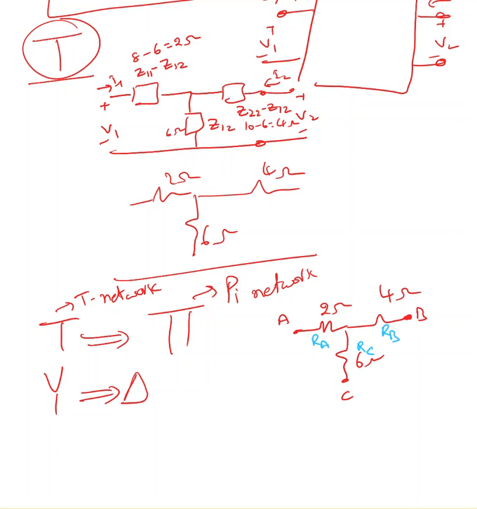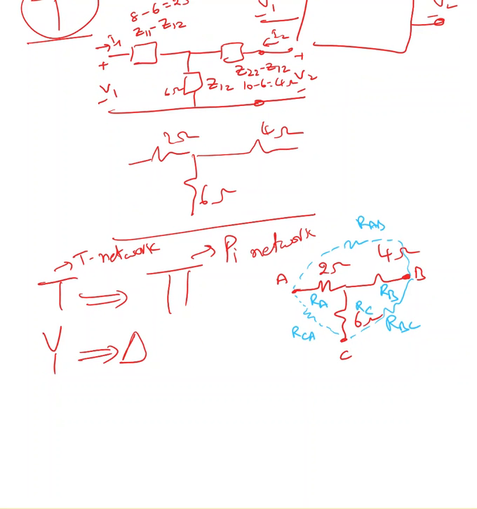Now I'm converting this into a pi. When I convert this into a pi, it's going to look like this. This is RCA. Here is RAB. Here is RBC.